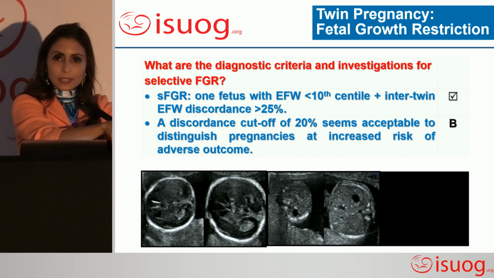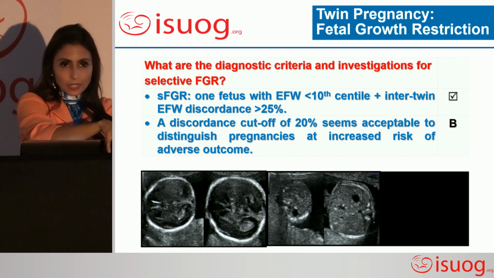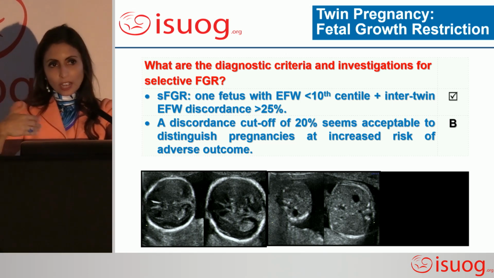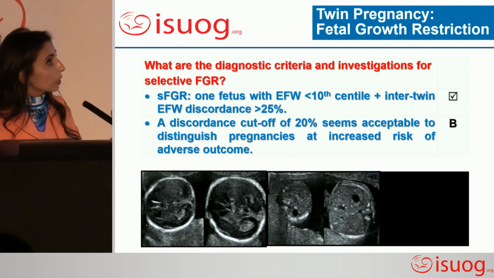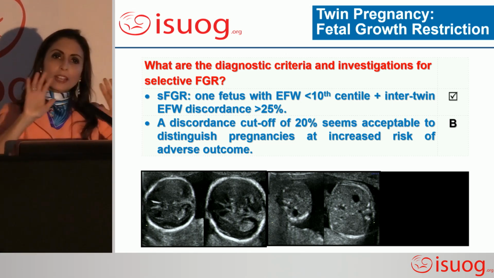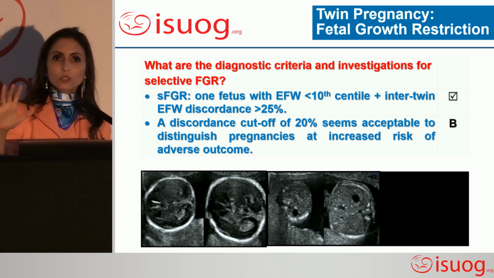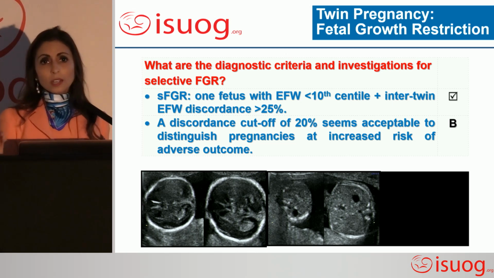You say, okay, this pregnancy fits with this complication, and therefore the pregnancy is labeled as this complication, and therefore you know how to manage it, and you have protocols on how to manage and counsel these pregnancies. The problem, when we look at the literature, is that there's huge variation in what people would call selective fetal growth restriction. Some studies would just say one baby is less than the 10th centile, regardless of the discordance.